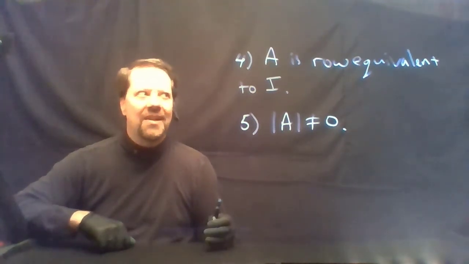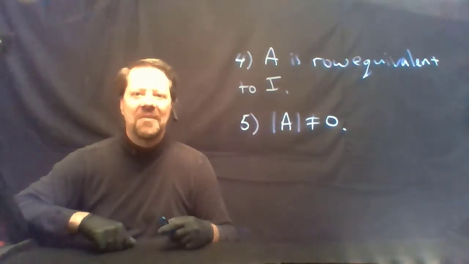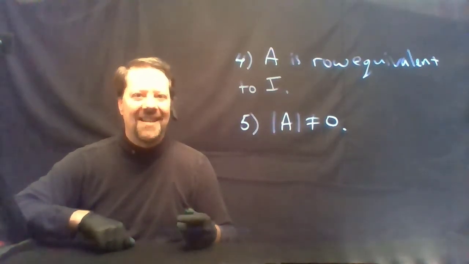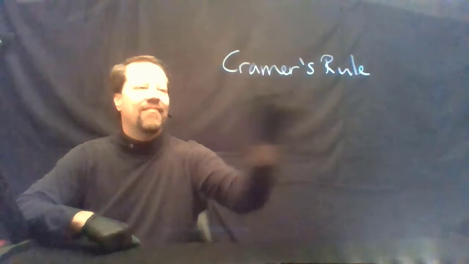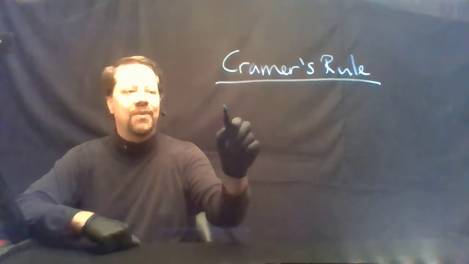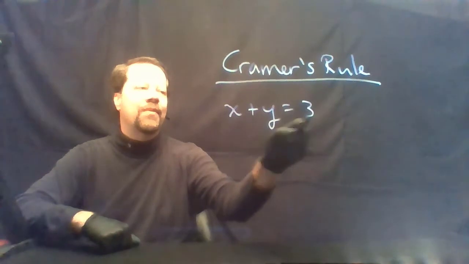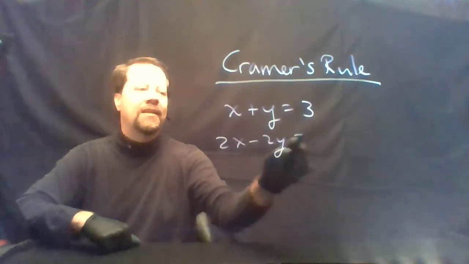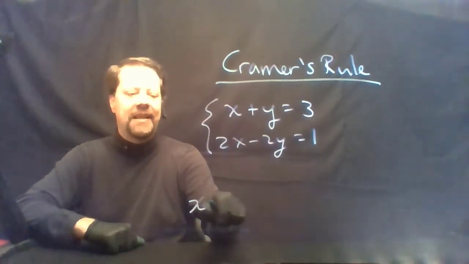Now, we're just getting started adding to this list. So far, we have 5 equivalent statements. We're going to have a much larger list as this course goes on. We're going to introduce a new method for solving systems of equations called Cramer's rule. New to this course so far, anyway. In Cramer's rule, we're going to solve linear systems. Let's suppose we have x plus y equals 3, 2x minus 2y equals 1.